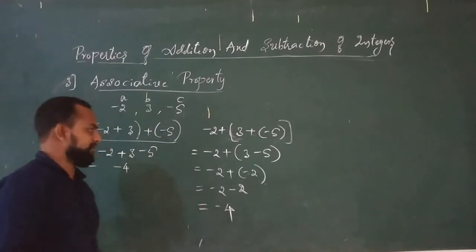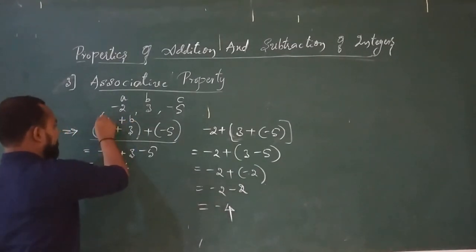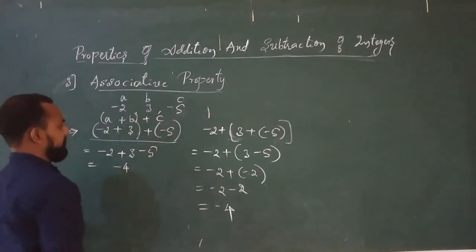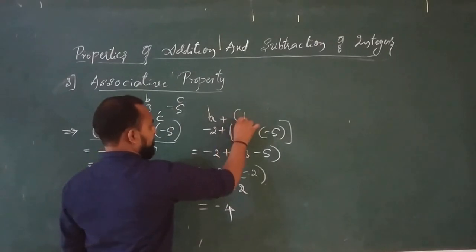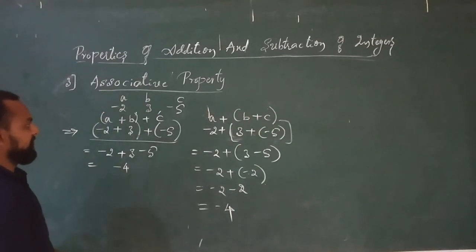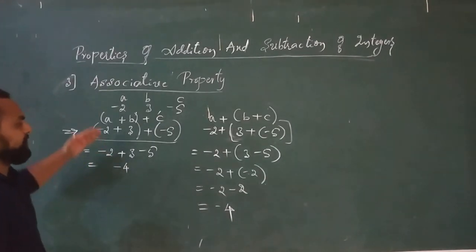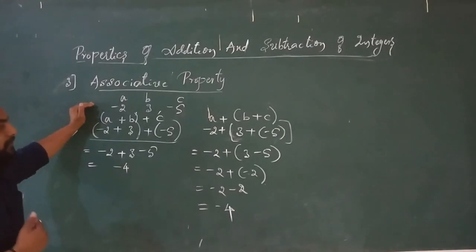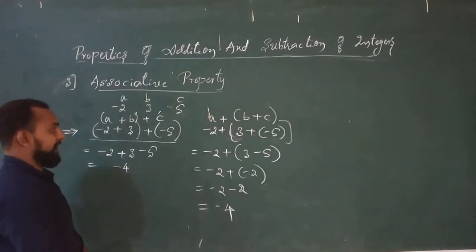LHS equal to RHS. Here A plus B plus of C, A plus B plus of C, then this is A plus of B plus C. Okay, then this is associative property. Then associative property under addition is satisfied under the integers. The integers are satisfied under addition for the associative property.